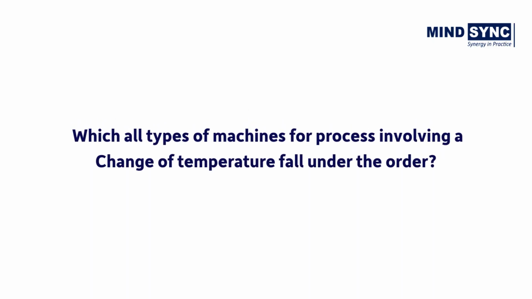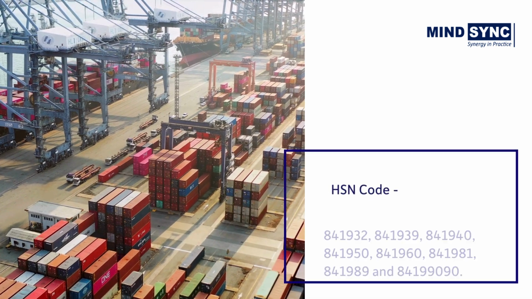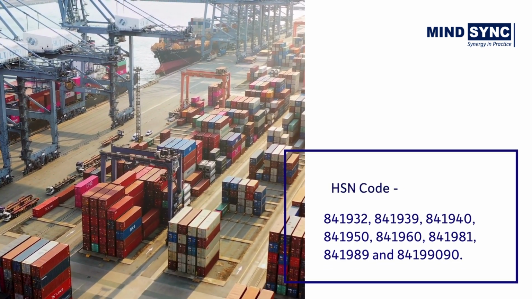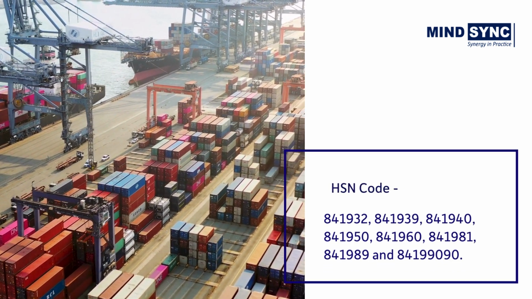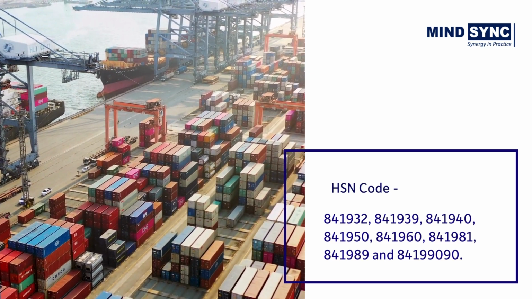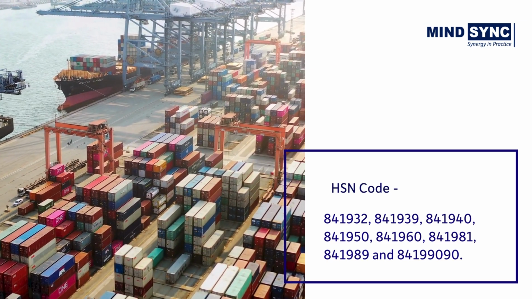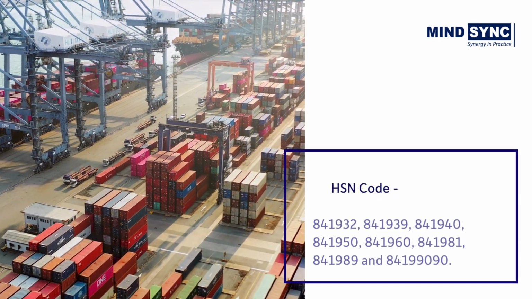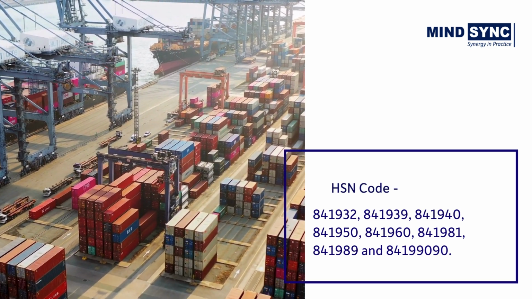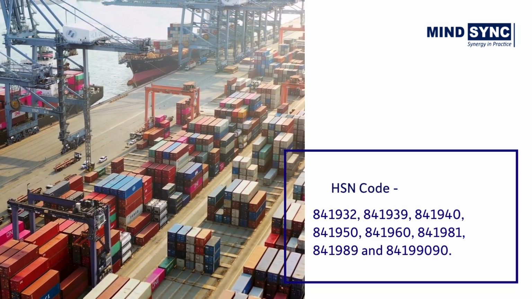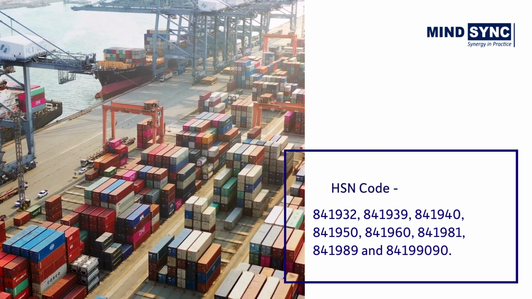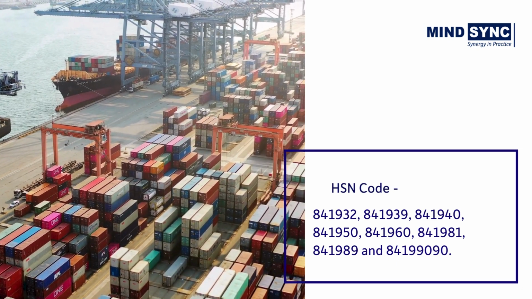Let's begin by identifying which all types of products fall under the mandatory BIS certification order. To make this classification easier, we can divide the products into specific HSN codes. All products falling under the following HSN codes will require mandatory BIS certification. If your product falls into any of these categories and codes, you are now mandated to obtain BIS certification.